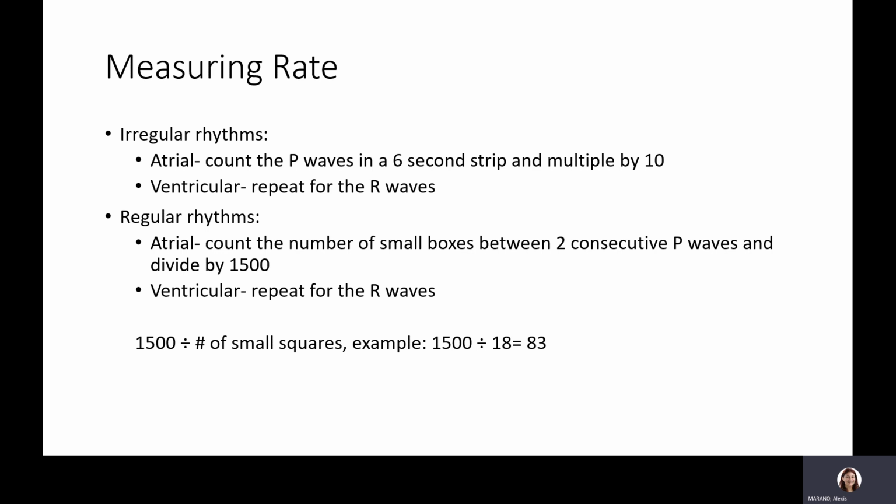Now, a lot of people like to apply this rule to regular rhythms, and it just doesn't work. So you have to do a little bit of math here or use the grid that I'll show you in a couple of slides. So for atrial rhythm, again, you're going to find 2 consecutive P waves, and you're going to count the number of boxes in between and divide by 1,500, okay? You'll repeat the same thing for the R waves. For example, if I had 18 boxes between the 2 consecutive P waves, I would do 1,500 divided by 18, and that would give me a rate of 83.